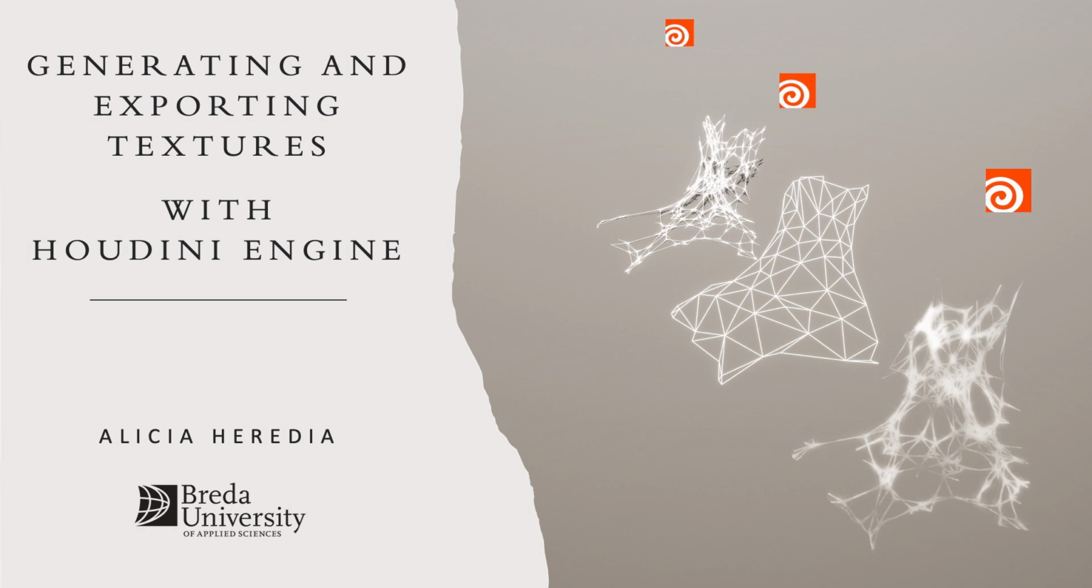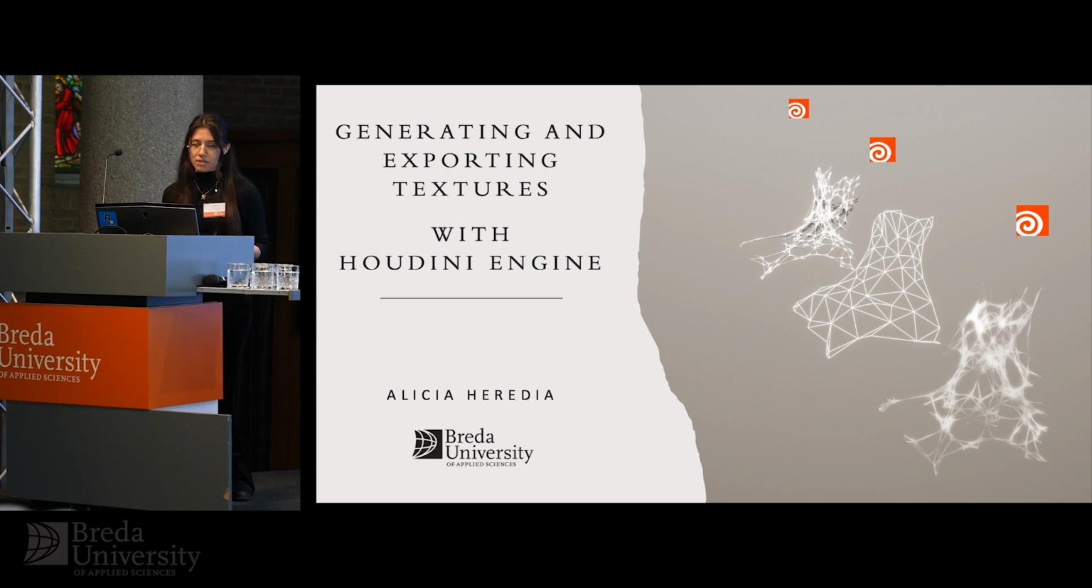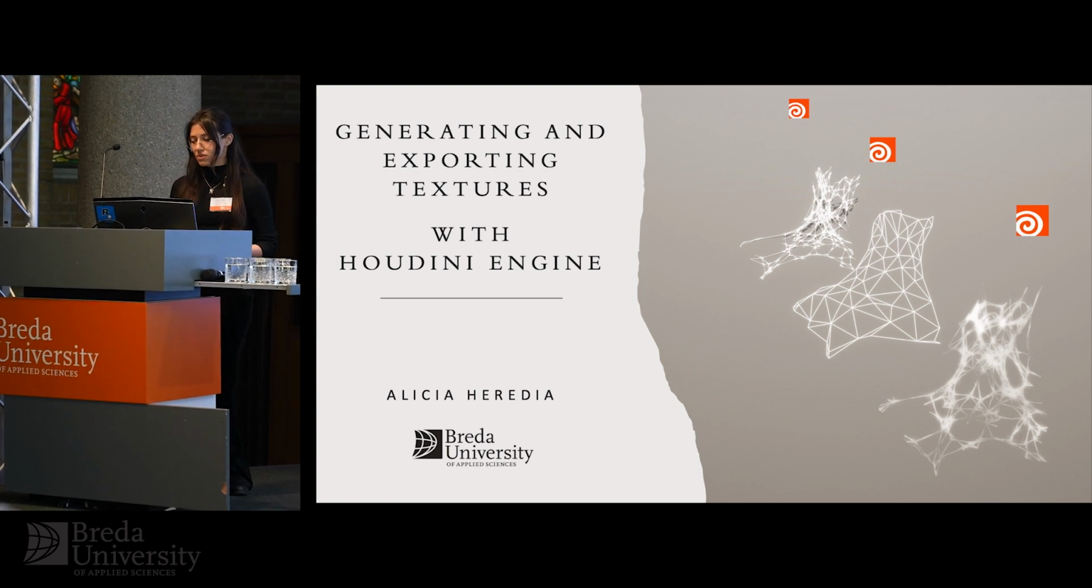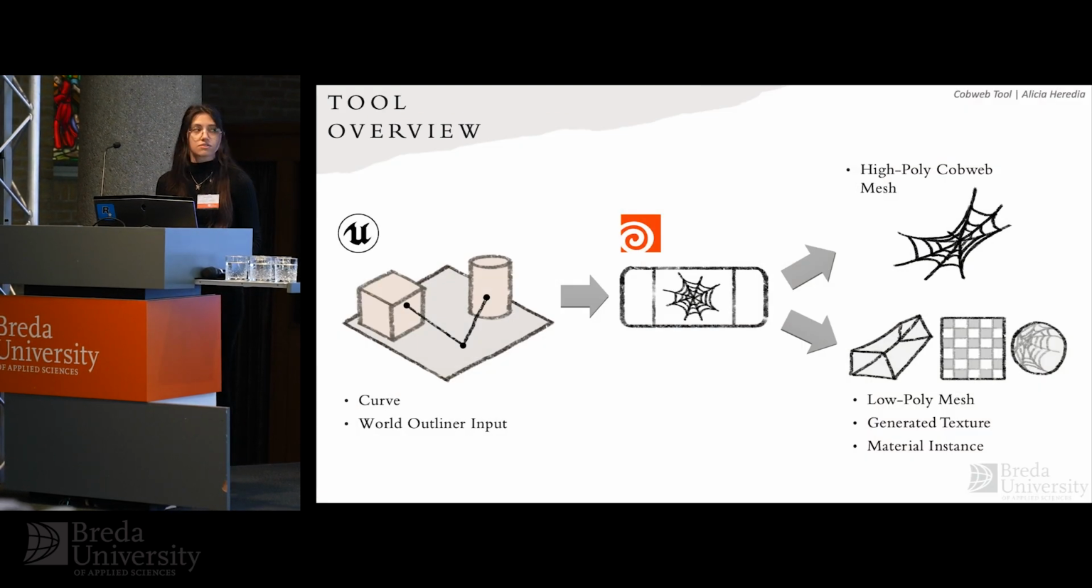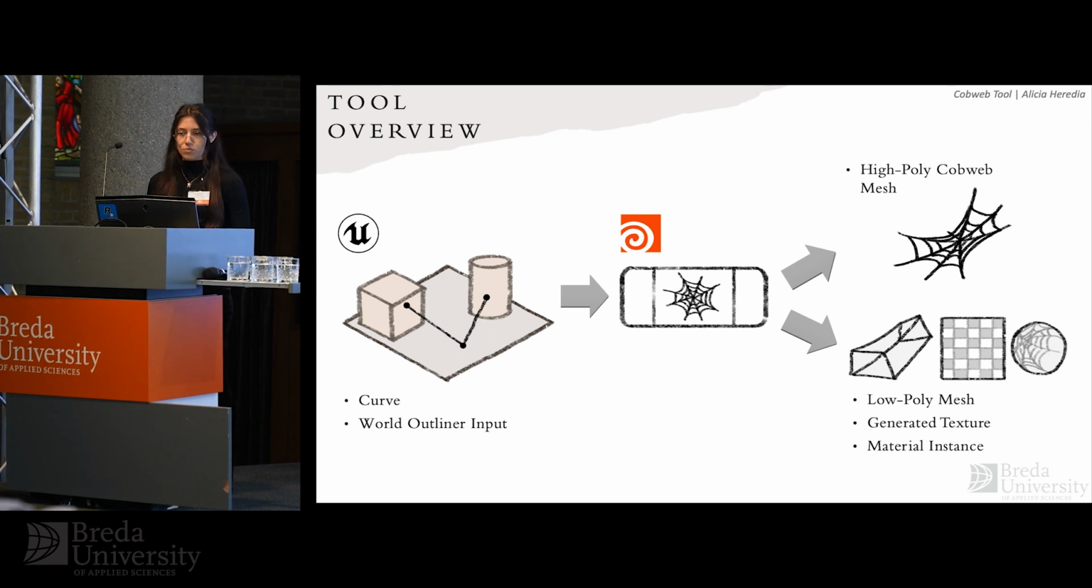Hello and welcome. My name is Alicia, and I will walk you through some of the steps that I took for making this cobweb tool, which can generate textures from a high poly mesh and output them to Unreal on a low poly mesh. So to give you a short overview of how the tool works, its inputs are an Unreal curve and scene geometry through the world outliner input.